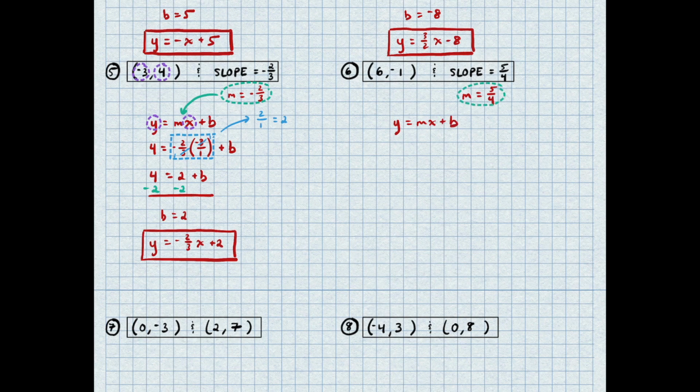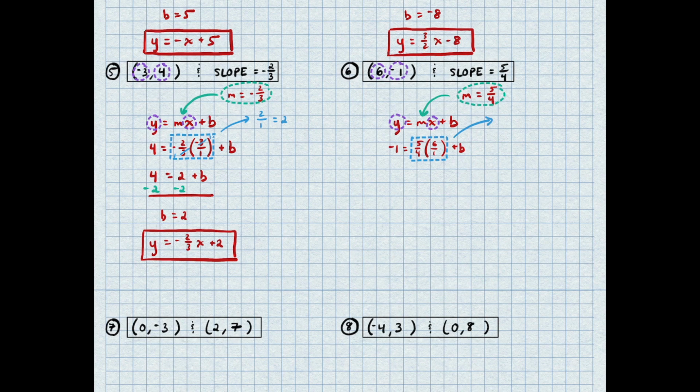5/4 is going to be substituted in for m. This 6 is going to be substituted in for x, and this -1 is going to be substituted in for y. Here we're going to have -1 is equal to 5/4 times 6, which is 6 over 1, plus b. Let's multiply these fractions off on the side.